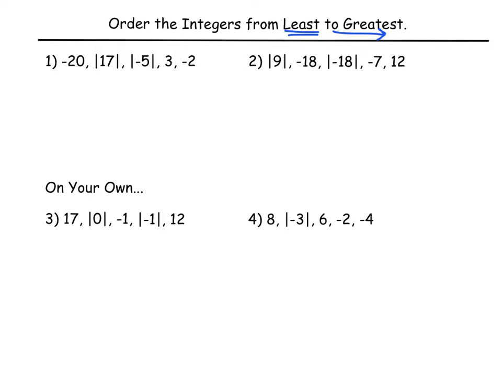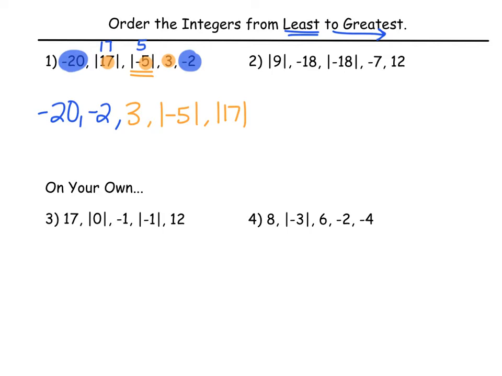So -20, we have the absolute value of 17, which we know is 17. The absolute value of -5 is positive 5, 3, and -2. My smallest numbers are my negatives, and -20 is smaller than -2. Next, I have my 3 positives to deal with. 3 will come first, and then 5. However, we have to write it as the absolute value of -5, and then the absolute value of 17 is the biggest.